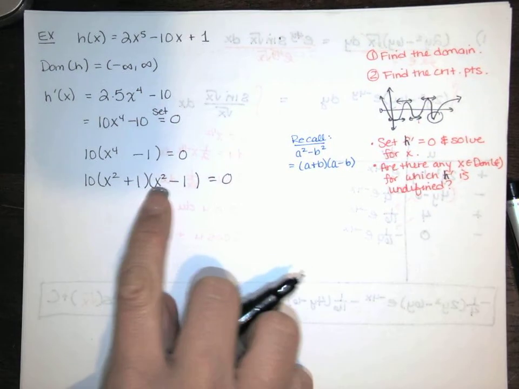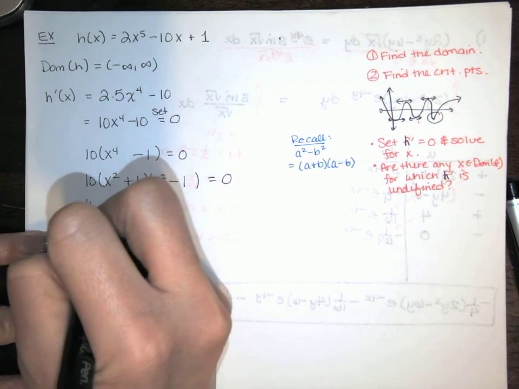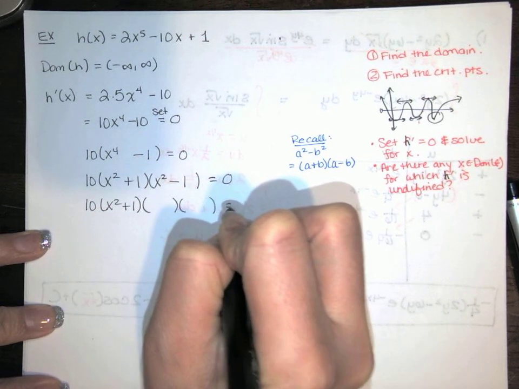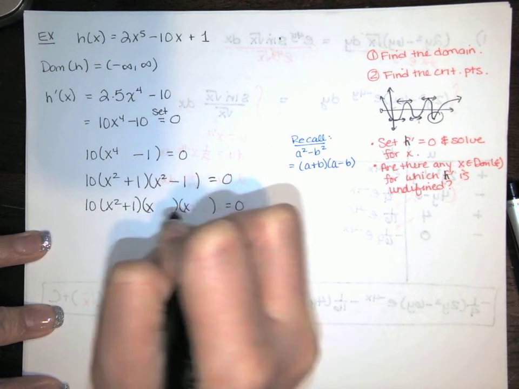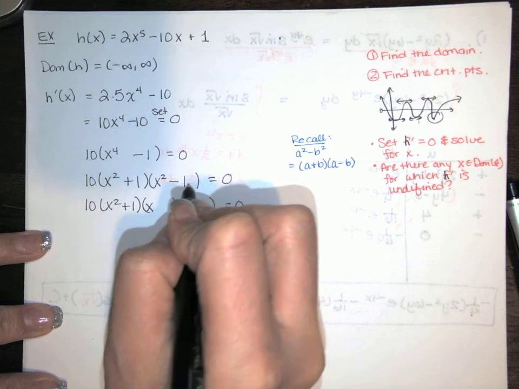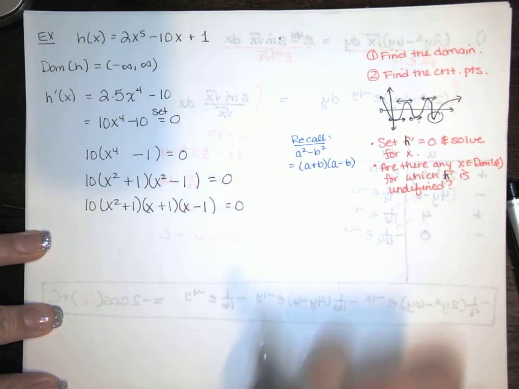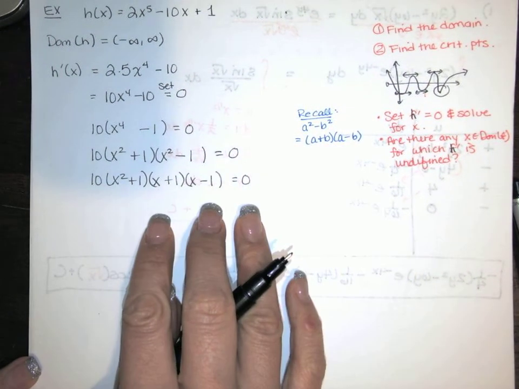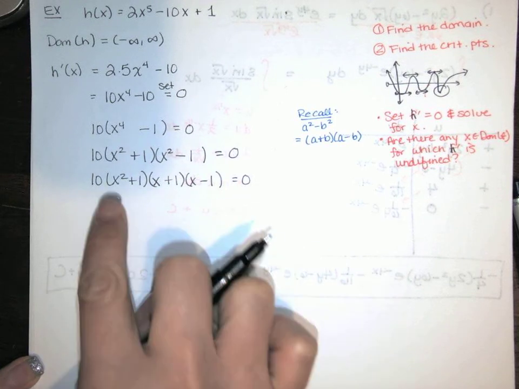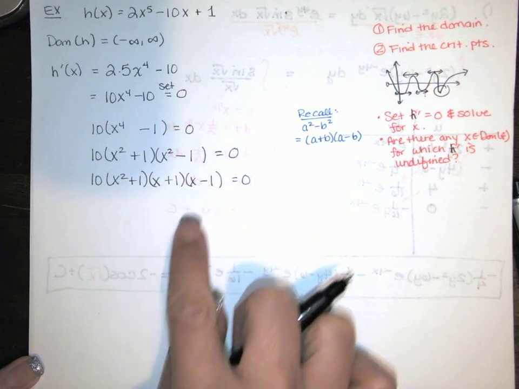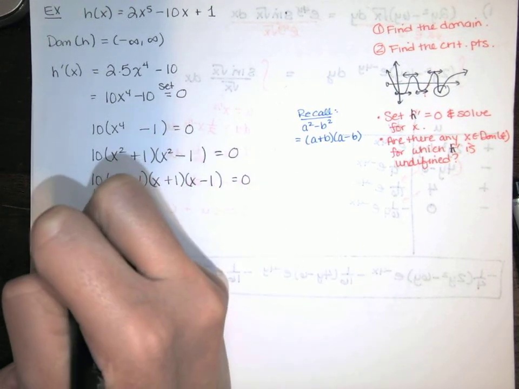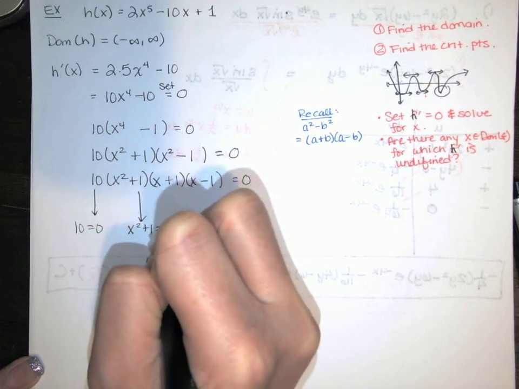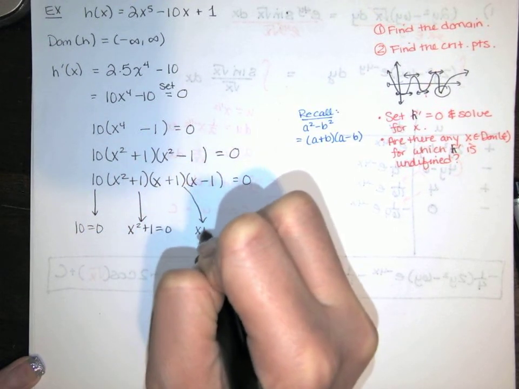Now this is also a difference of squares, so I can factor it further. X times x gives me x squared, and then b is 1, so I add 1 and I subtract 1. Okay, so I'm looking for the x values that make this 0. The only way this is 0 is if this is 0, this is 0, this is 0, or this is 0. I know some of these equations don't make sense. We're going to rule them out in just a second. But that's how products work.